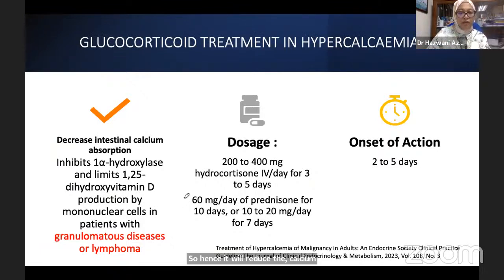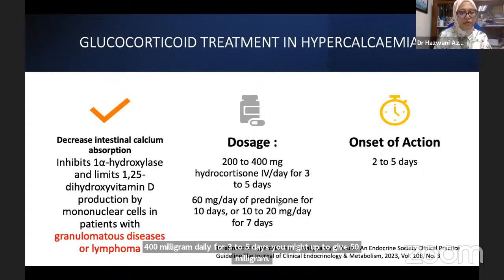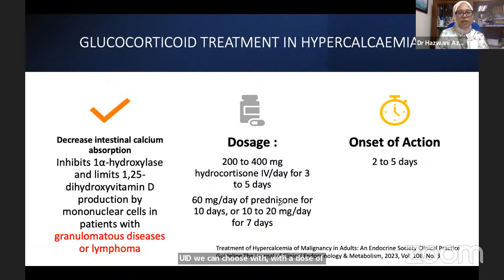For the dose, we have two dosing options here. With IV hydrocortisone, around 200 to 400 milligram daily for 3 to 5 days. You might opt to give 50 milligram QID. We can choose prednisolone with a dose of 60 milligram per day for 10 days, or 10 to 20 milligram per day for 7 days, and monitor the response. The onset of action might take 2 to 5 days to give the calcium reduction effect.